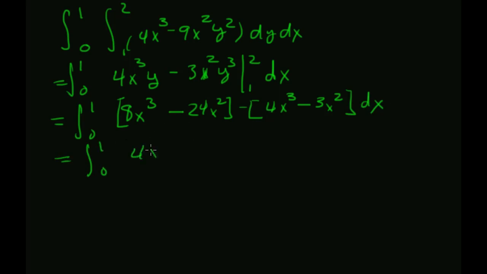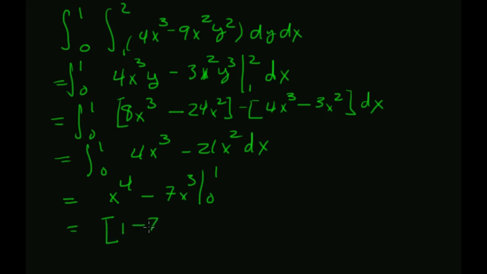Let's combine up the like terms. 8 minus 4 is going to be 4x cubed. Negative 24 plus 3 is going to be negative 21x squared dx. So now we have an ordinary integral again. So this is going to be x to the 4th minus 7x cubed from 0 to 1. Right? So this is 1 minus 7 minus 0, which is negative 6. So, yeah, pretty straightforward.